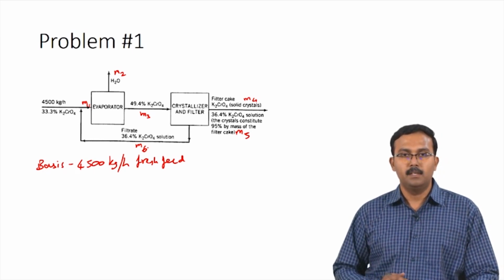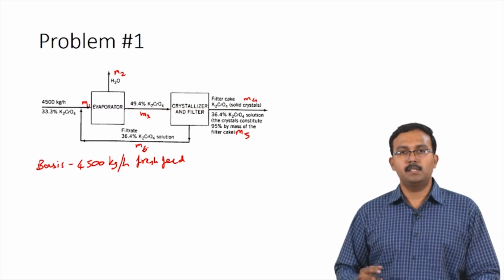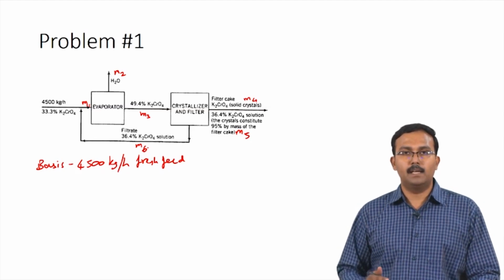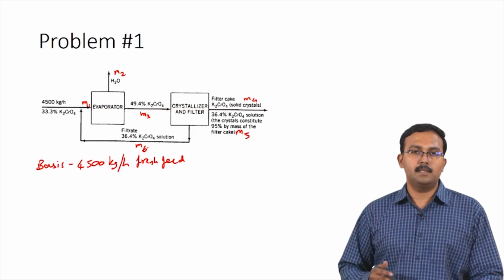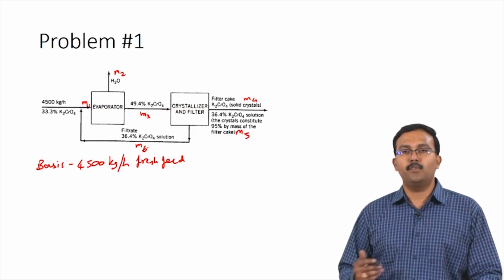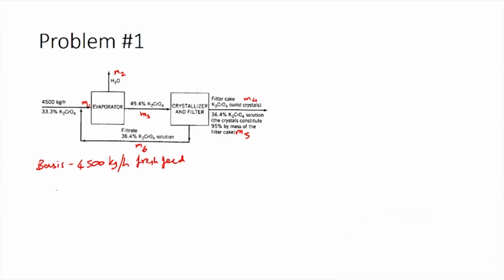Now that we have labeled these streams, let us look at which systems to choose and what balances we can perform. For most systems we always start with overall balance. So, we will take the overall system and start writing the balances for the overall system, the total mass balance and the mass balance for potassium chromate.